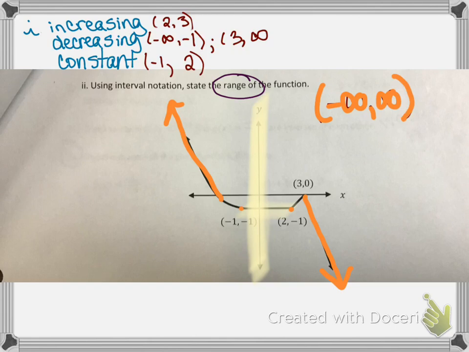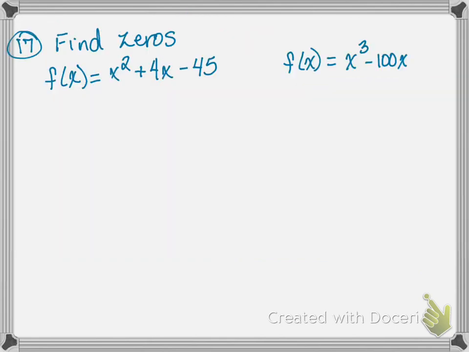Okay, so let's move on to the next question. So we are on question number 17. And question 17 is asking us to find the zeros for this graph. When we talk about zeros, we're talking about where the graph crosses the x-axis or where our y value is 0. So for this function, f of x, we're going to remove the f of x and we're going to put a 0 in there.